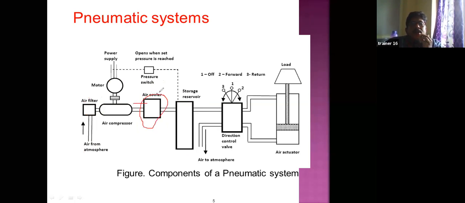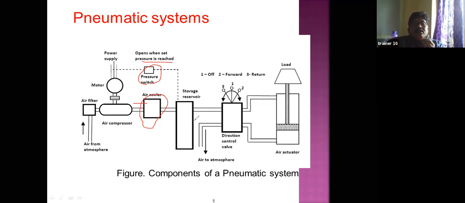The compressed air has a high temperature, so to reduce the temperature, the air cooler functions, thereby the temperature of the compressed air is reduced. Then it is stored in the storage reservoir, where the compressed air is stored. Here we are arranging a pressure switch. In other words, the pressure relief valve opens when the set pressure is reached. That means you set the correct pressure, and above that pressure it opens. We have to set it.